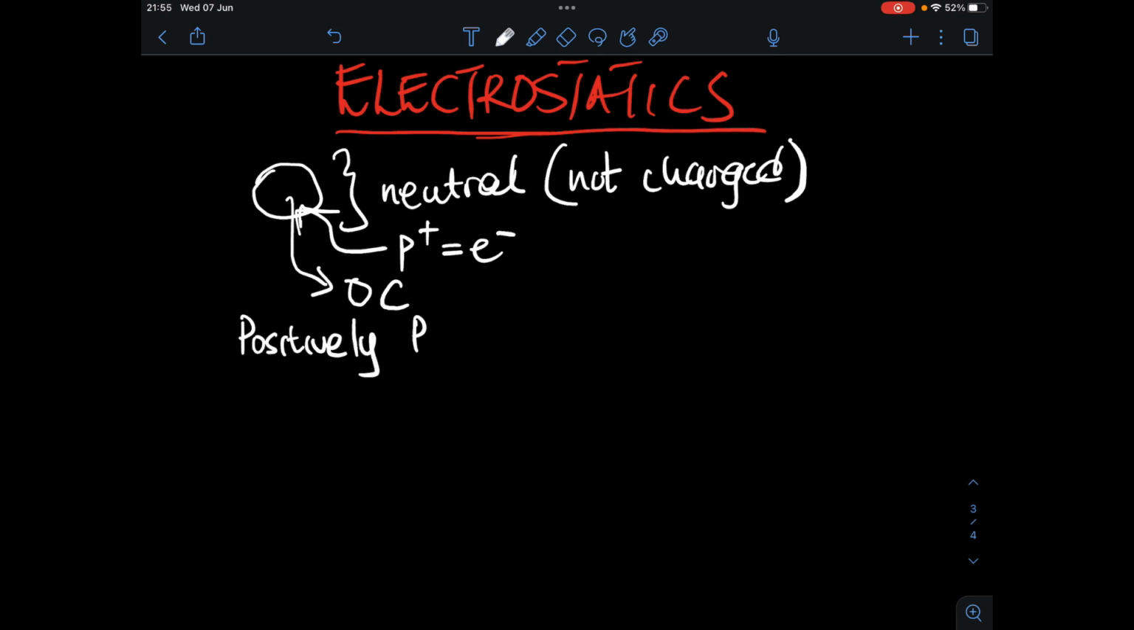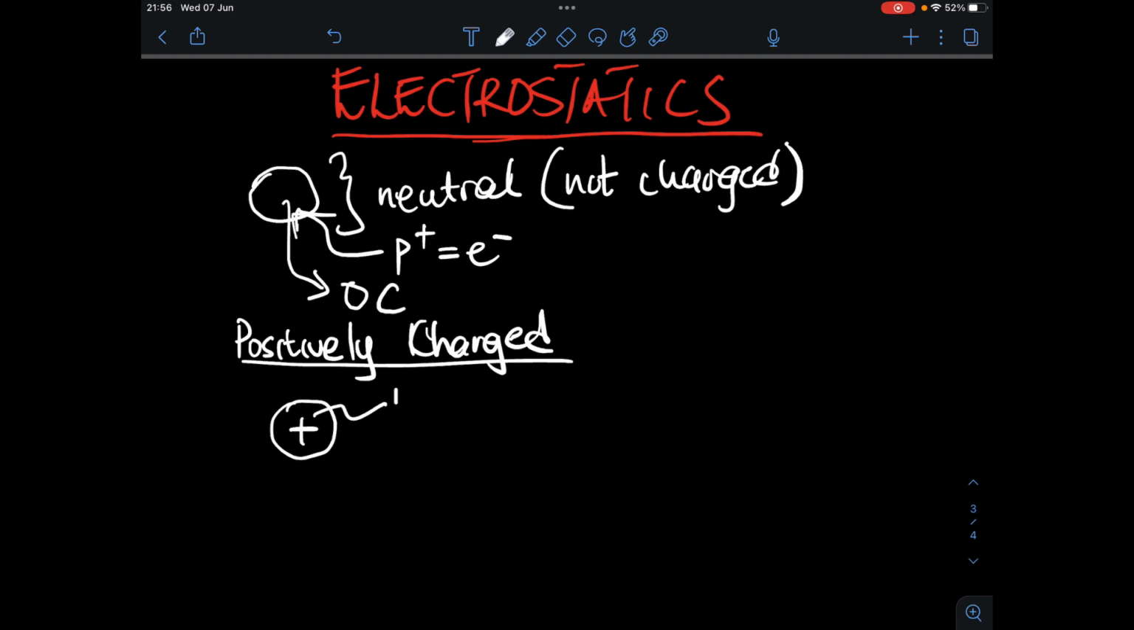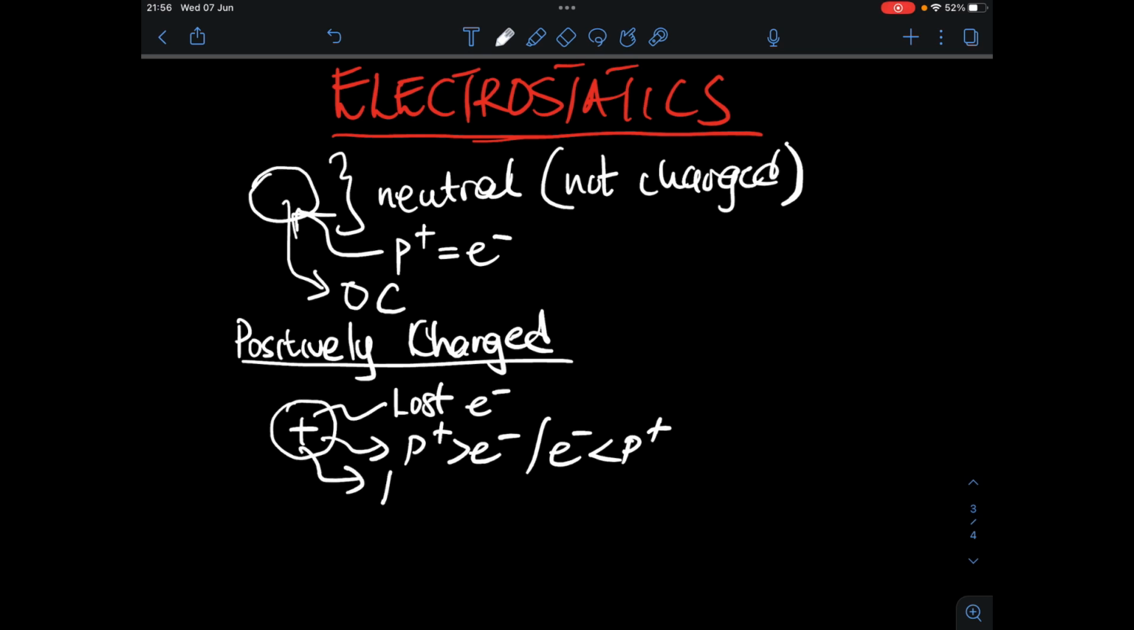If something is positively charged, what do we mean by that? When it's positively charged, it means that it has lost some electrons. It was initially neutral, but it has lost some electrons. So something that is positively charged has more protons than electrons, or the electrons are lesser than the protons. In other words, we call it lacking electrons, or an electron deficiency.